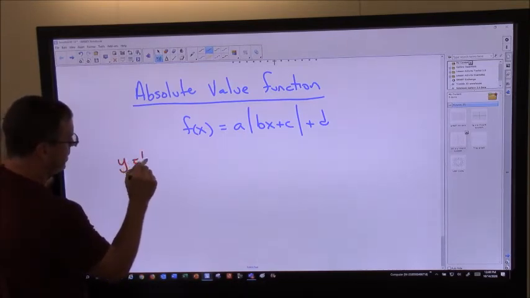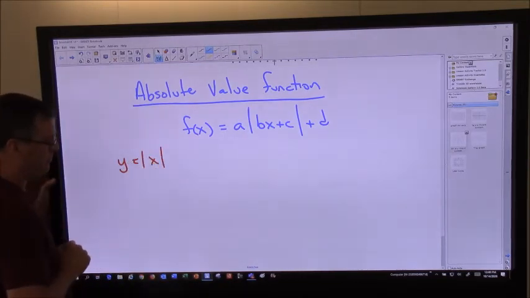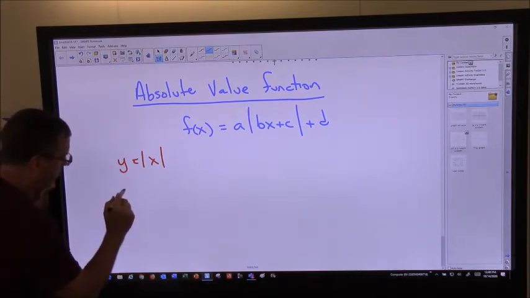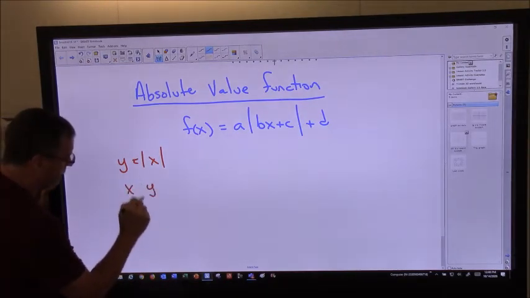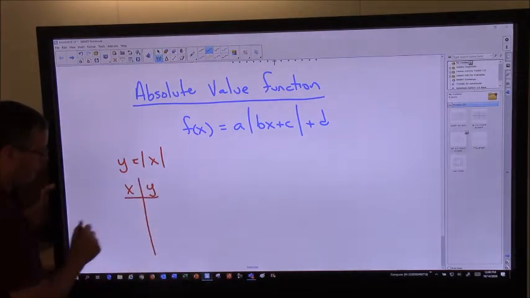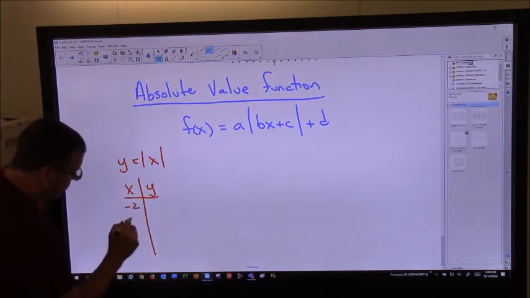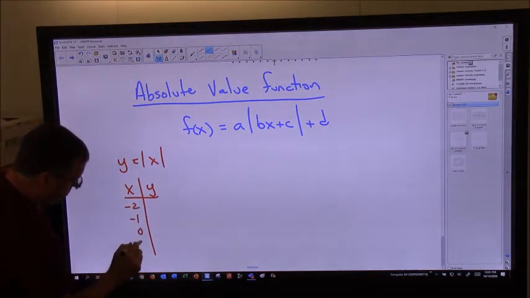y equals the absolute value of x. So I'm going to do the same thing I did before. I'm going to make an xy table. I'm going to plug some numbers in. I'm going to go negative 2, negative 1, 0, 1, 2.